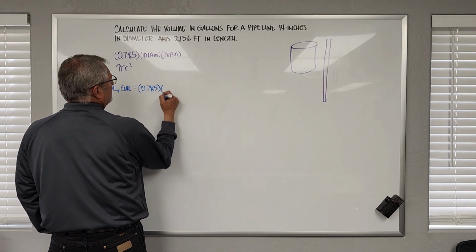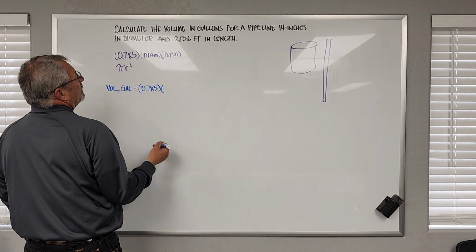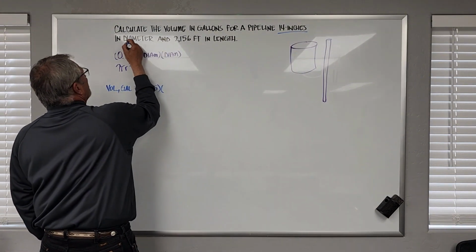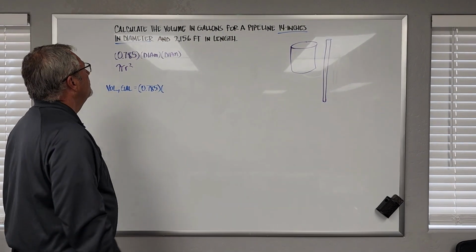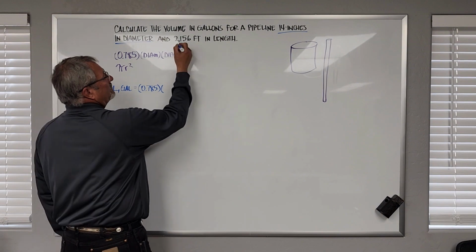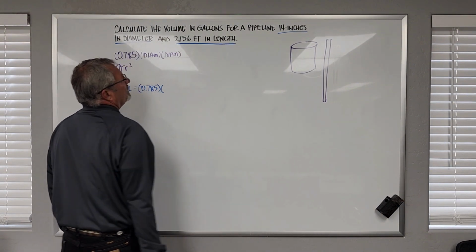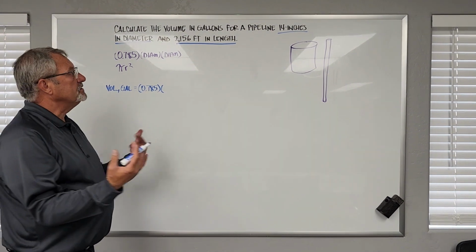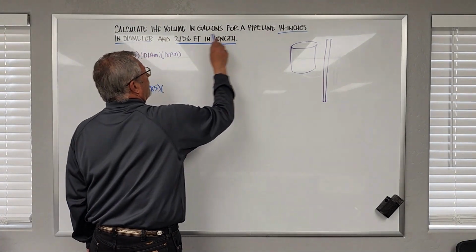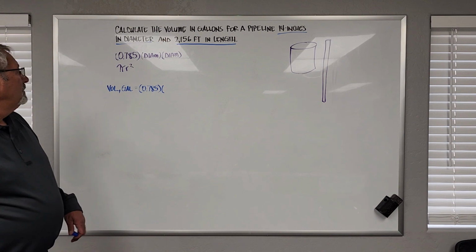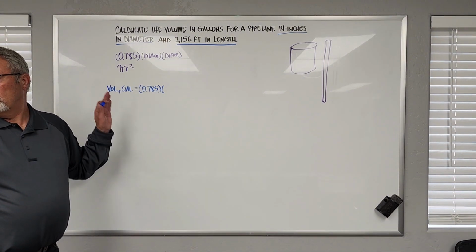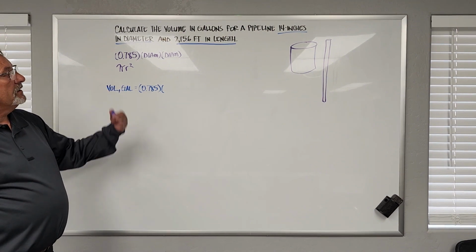0.785 times, it's 14 inches in diameter. And the length is 2,156 feet in length. I've got two different units of measure, inches and feet. Now, if I want to get gallons, I can't use inches. I need to convert inches to feet. How am I going to do that?